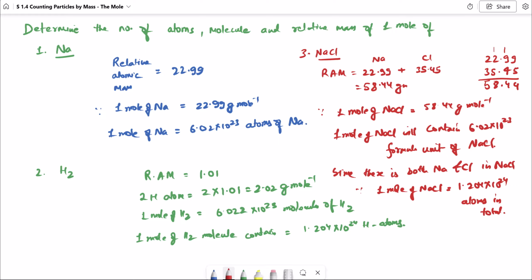So this is how you can solve questions related to finding the number of atoms or molecules or the relative mass of 1 mole. If it is 2 moles, you multiply with 2, if it is 3, like that. In the next videos, we will talk about what relative atomic mass is and how we can calculate that.